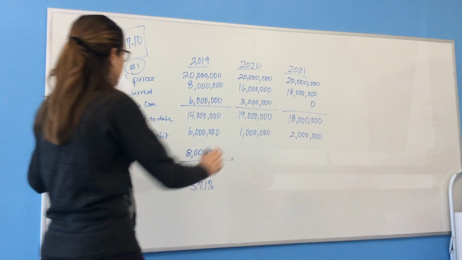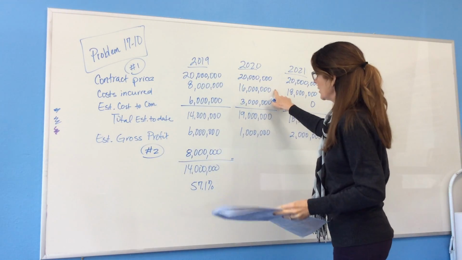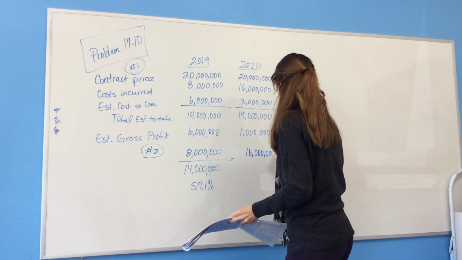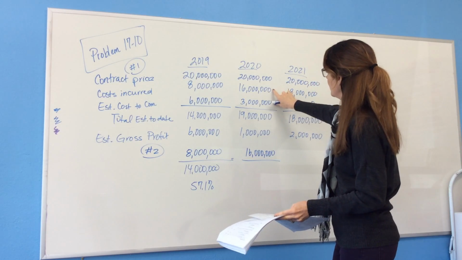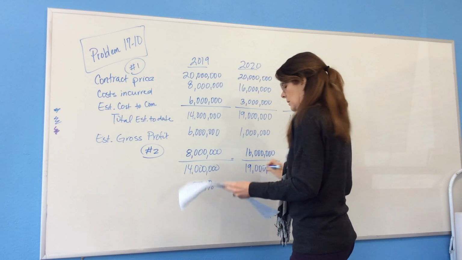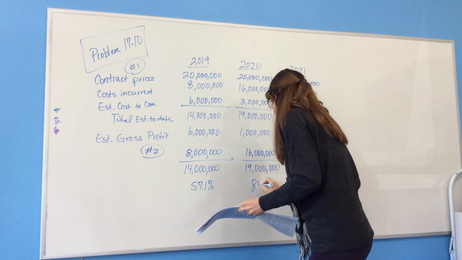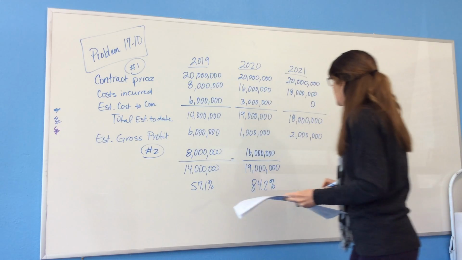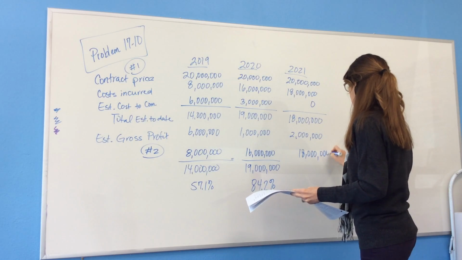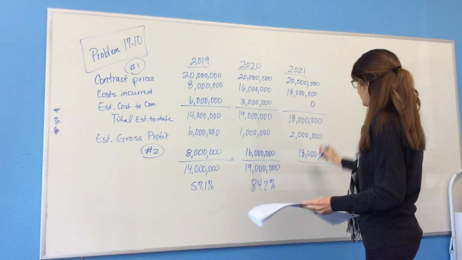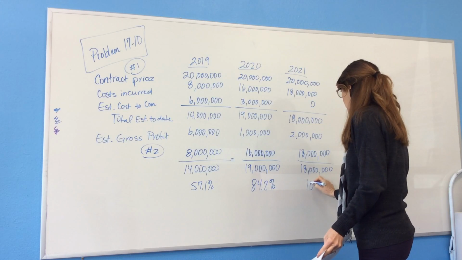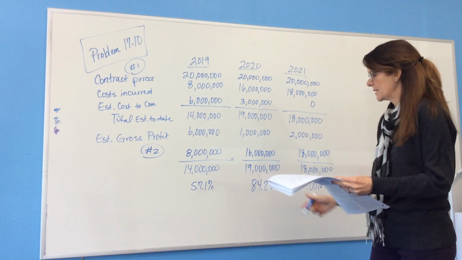Okay, for 2019. I'm going to do the same thing over here. My numerator is going to be the costs incurred, $16 million. And then I'm going to add $16 million and $3 million, these two costs, so that's going to be $19 million. So my percentage here is going to be 84.2%. Same thing here. My numerator is going to be the $18 million, but my denominator is going to be also $18 million because I don't have any more cost to complete. So therefore, this is going to be 1, or 100%. So this is the answer to number 2.